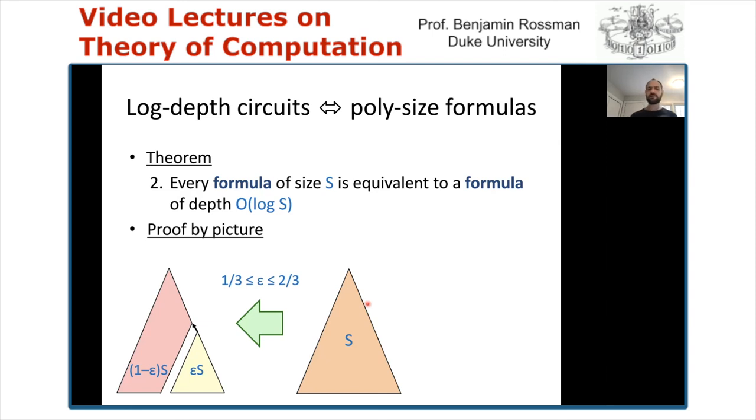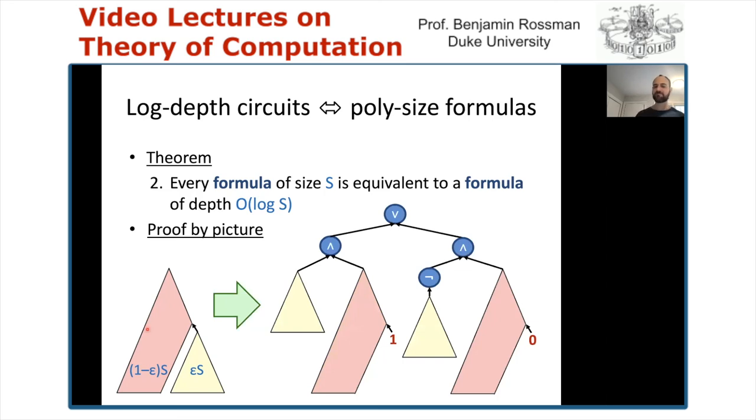And to see this, it's very easy. So a formula, after all, is a binary tree, a rooted binary tree. So start at the top, and we're going to consider a walk down the formula, where at each point you descend to the larger of the two subformulas below you. And the claim is that, well, at some point we have to reach a subformula of size between 1/3 s and 2/3 s. And this is simply because each time we descend, we're reducing the size by at least 1/2, right? And therefore, it's impossible to pass from size above 2/3 s to below 1/3 s. Okay, so we find such a subformula like this.